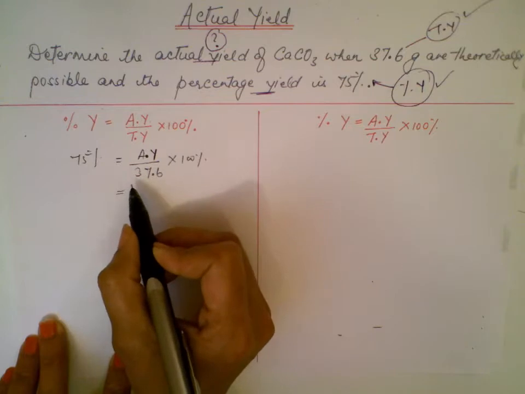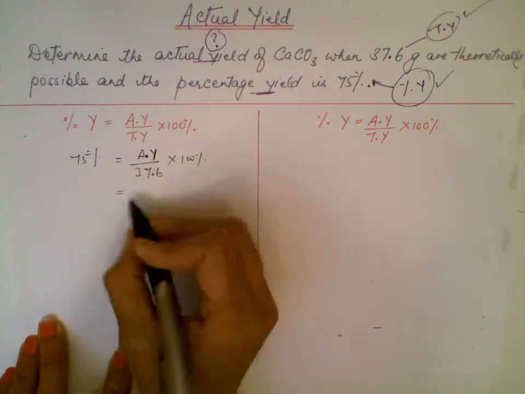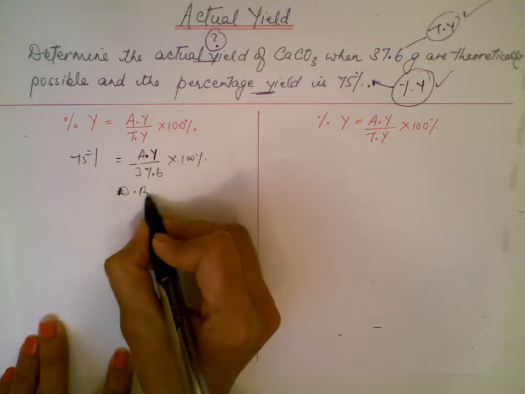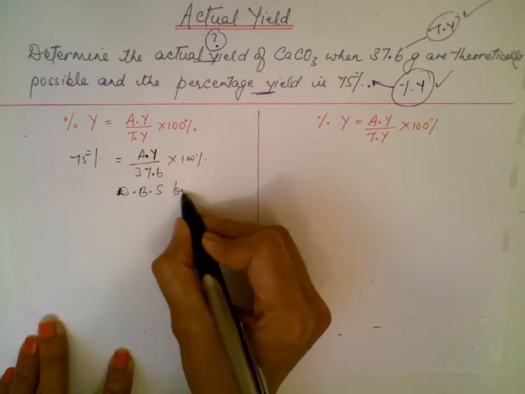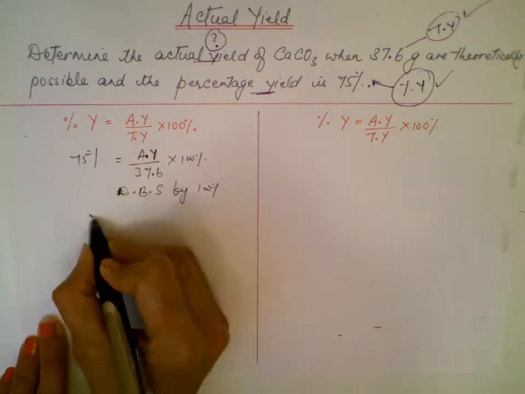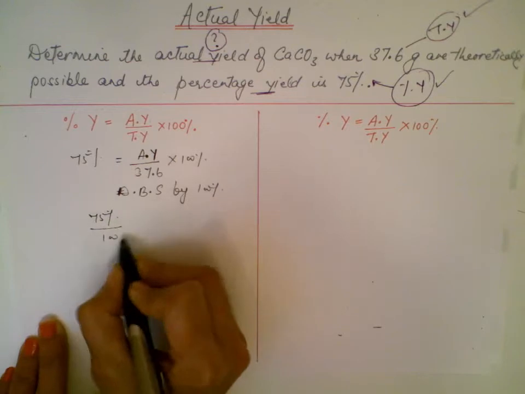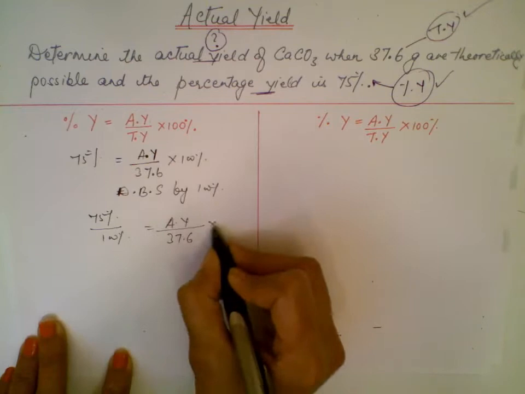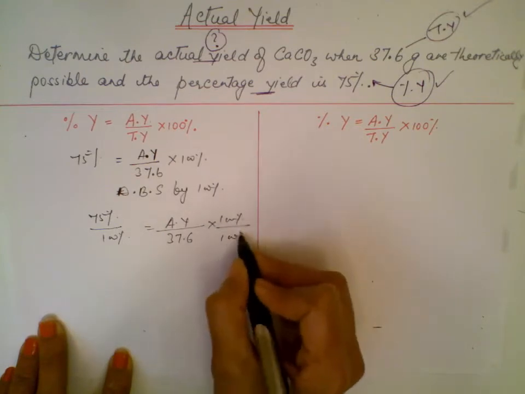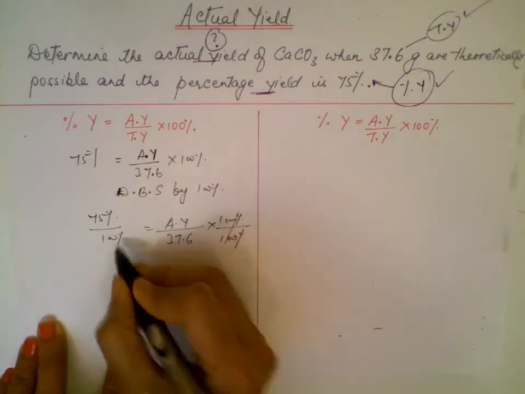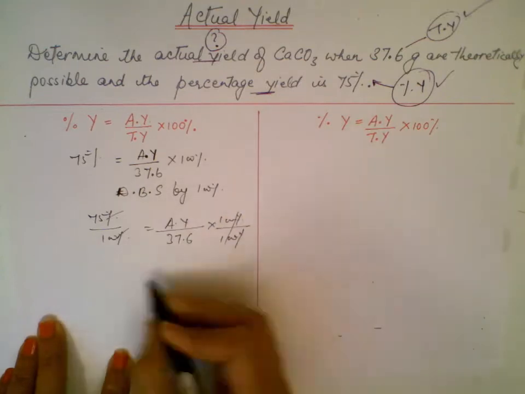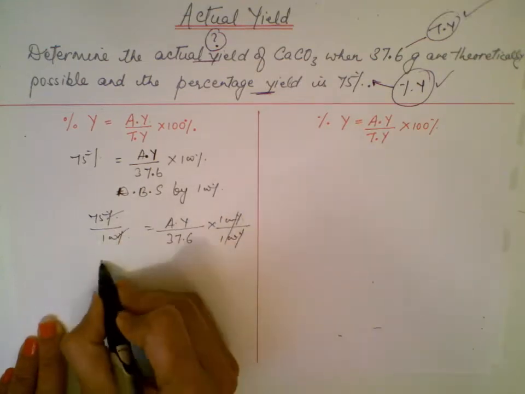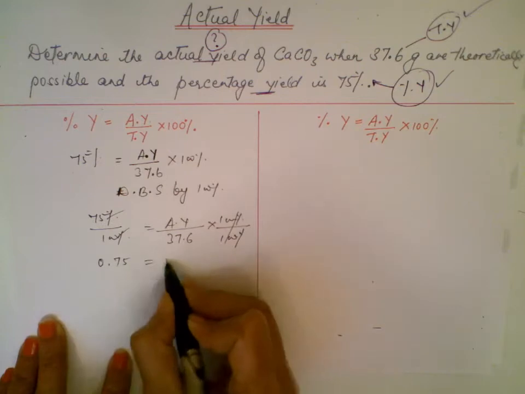In order to solve that, what you can do is you can divide both sides. Let me write this for you. Divide both sides. You're simplifying by 100%. So when you do that, both sides by 100%. Cancel. This percent sign cancels. You divide this, you get 0.75.